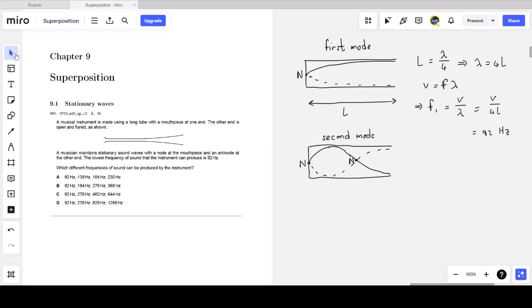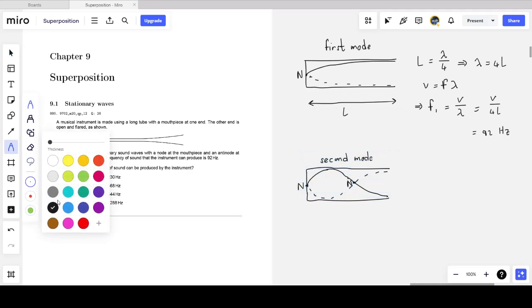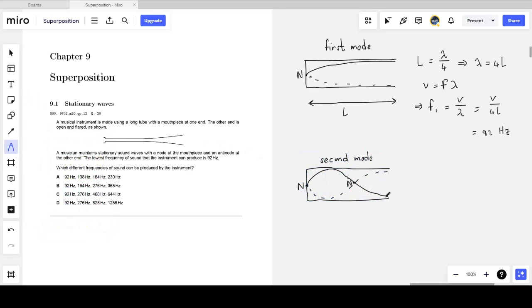And in this case, I'll just move this down a bit. Let's describe what's happening here. The length of the instrument is not changing, but the wavelength is changing. So how do we relate the two? The length of this instrument, L, now contains 3/4 of a wavelength. It goes half a wavelength, and then the last half of half, which is 3/4 of an entire wavelength, which means that lambda is equal to 4L over 3.